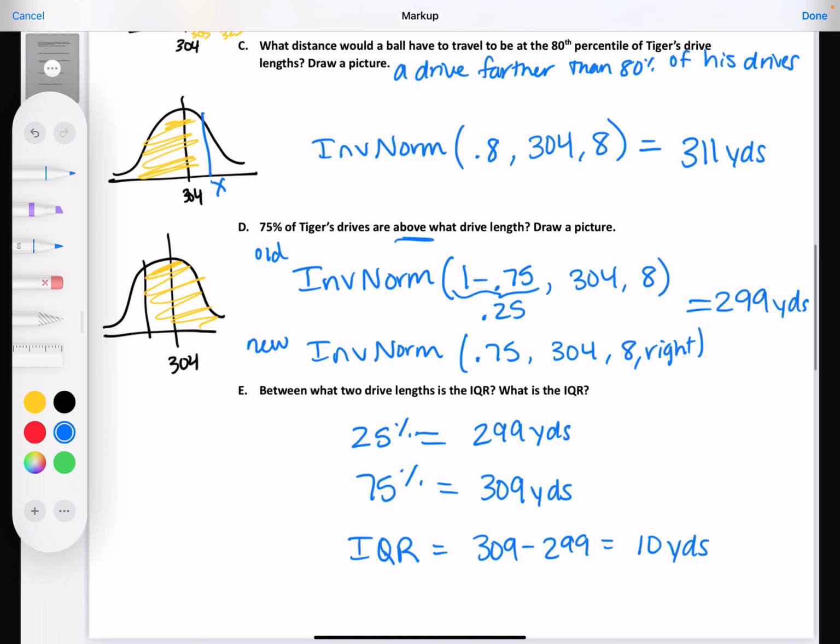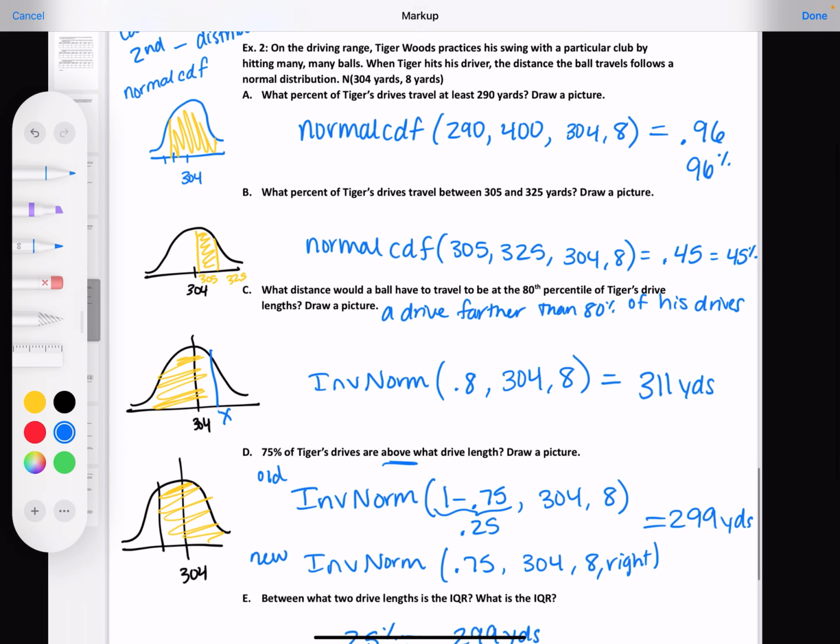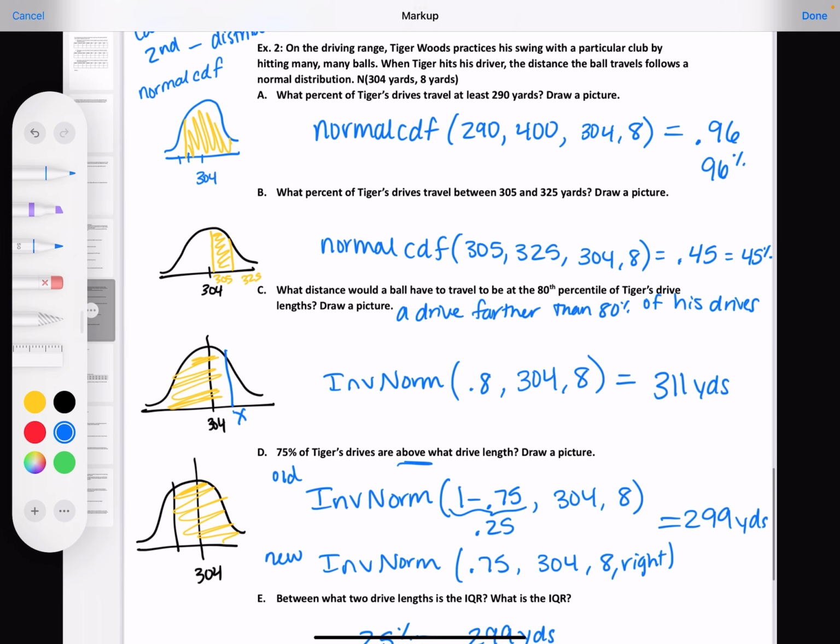That was pretty easy. So yeah, it's not bad. It's a matter of a lot of times these two functions get mixed up because people forget what it's asking for. If you're given the percent to start with, it's INV norm. If you're trying to find the percent, it's normal CDF.